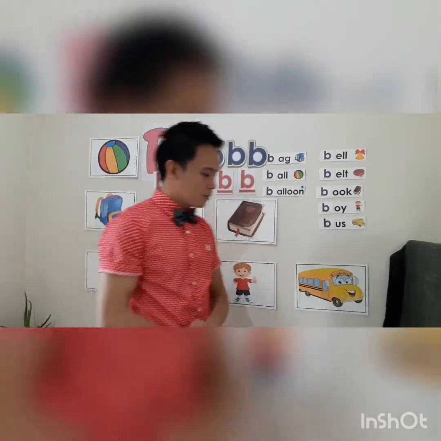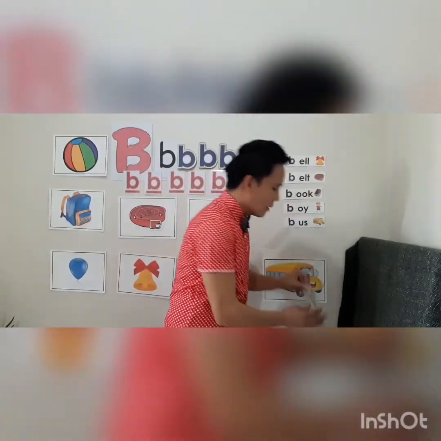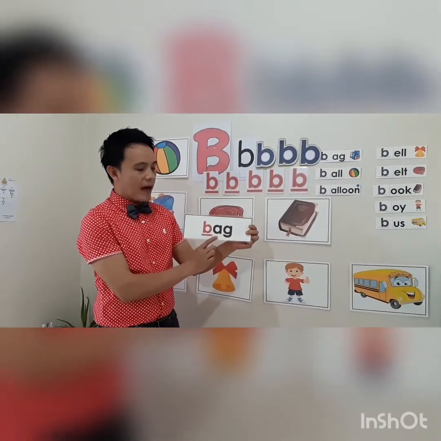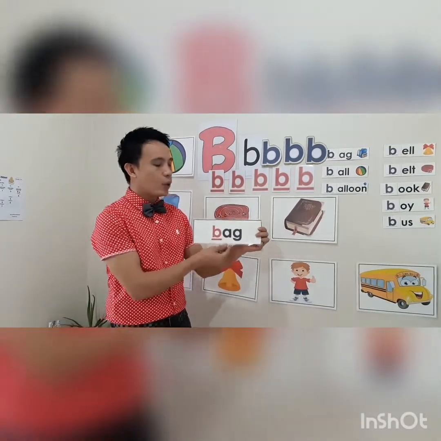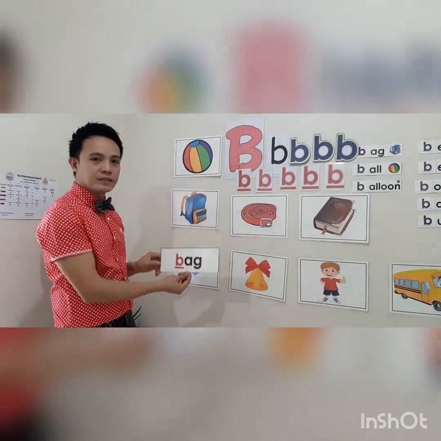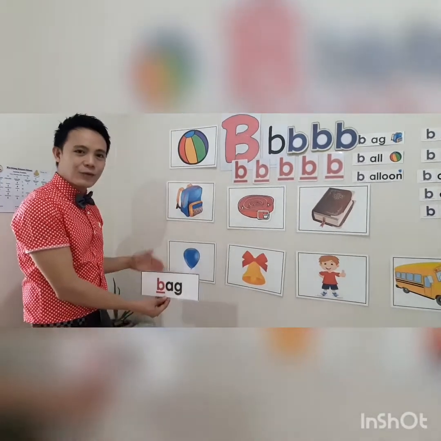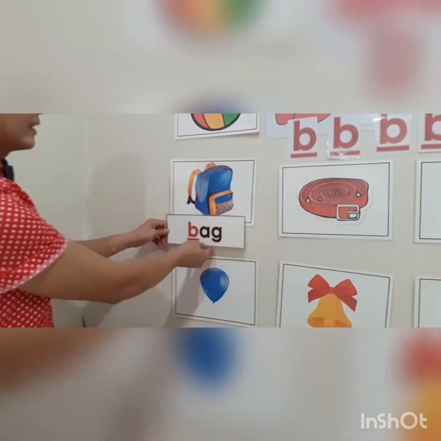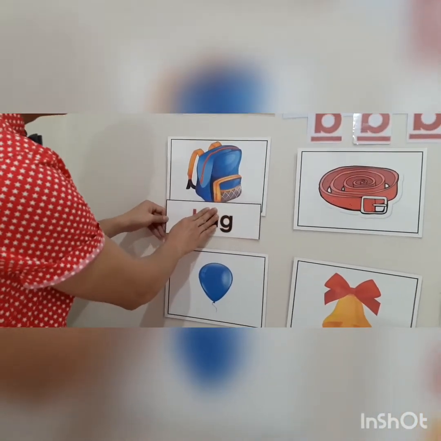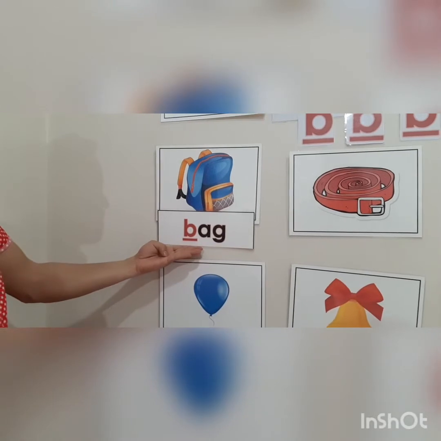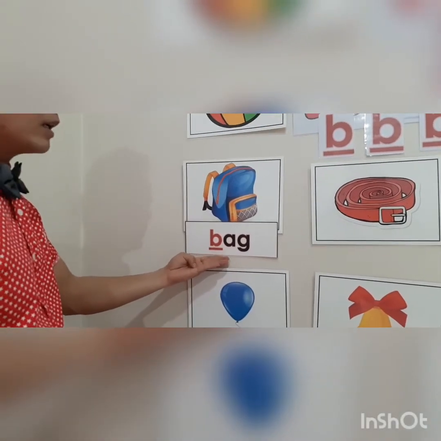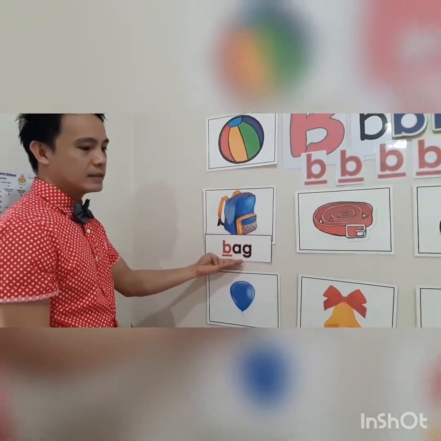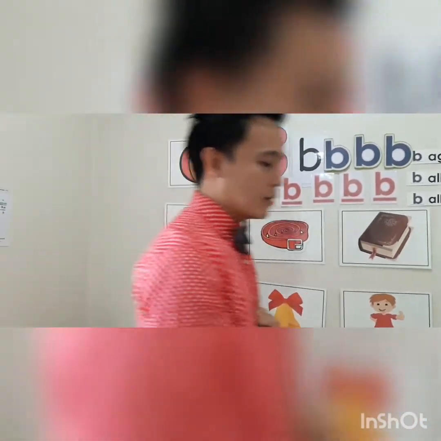Let's name the picture. This is bag. B-A-G, bag. Where is the bag? Can you point where the bag is? Where is the bag? Anyone? I can see it. There. Okay, so this is the bag. Repeat after me. Bag. B-b-bag.